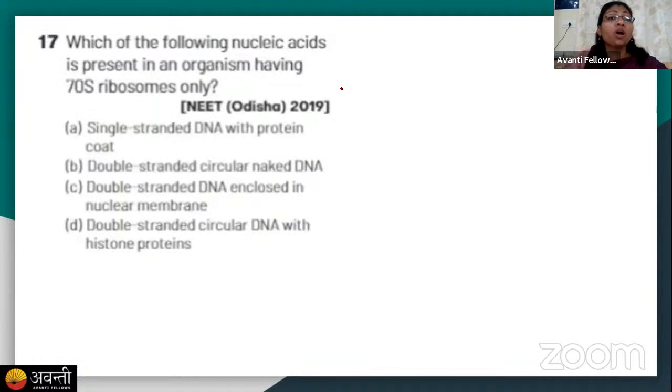The next question says, which of the following nucleic acids is present in an organism having 70S ribosomes only? Option A is single-stranded DNA with protein coat. Option B, double-stranded circular naked DNA. Option C, double-stranded DNA enclosed in nuclear membrane. And option D is double-stranded circular DNA with histone protein. Now you have to give your answer through this poll. I'm launching the poll, and it is for 20 seconds. Please give your answer.